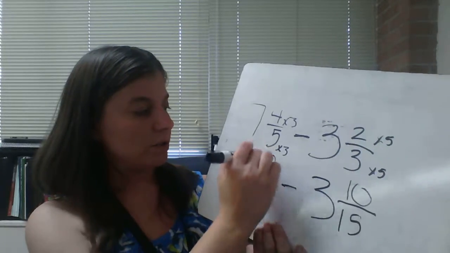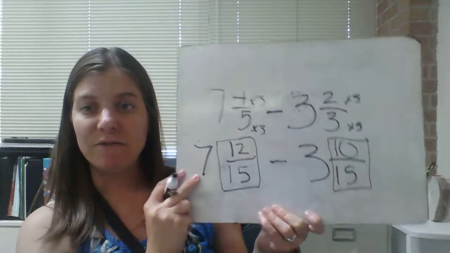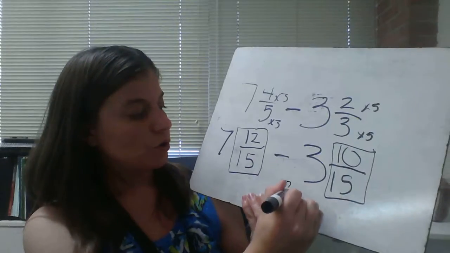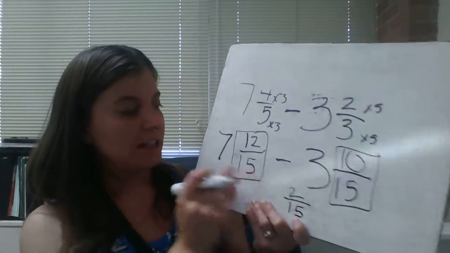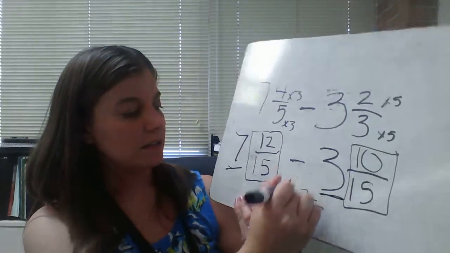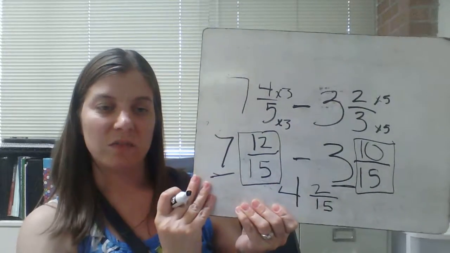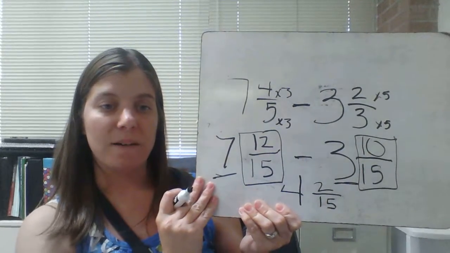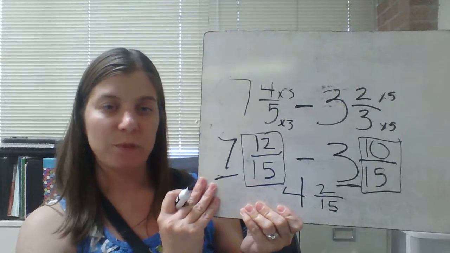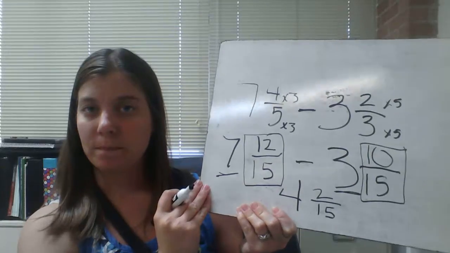Step 2, we're going to do our fractions. 12/15 minus 10/15 is 2/15. And now do your whole numbers. 7 minus 3 is 4. So my final answer would be 4 and 2/15. Because our third step of putting it in simplest form, we need to reduce it. It's already reduced. We cannot cut that down anymore.